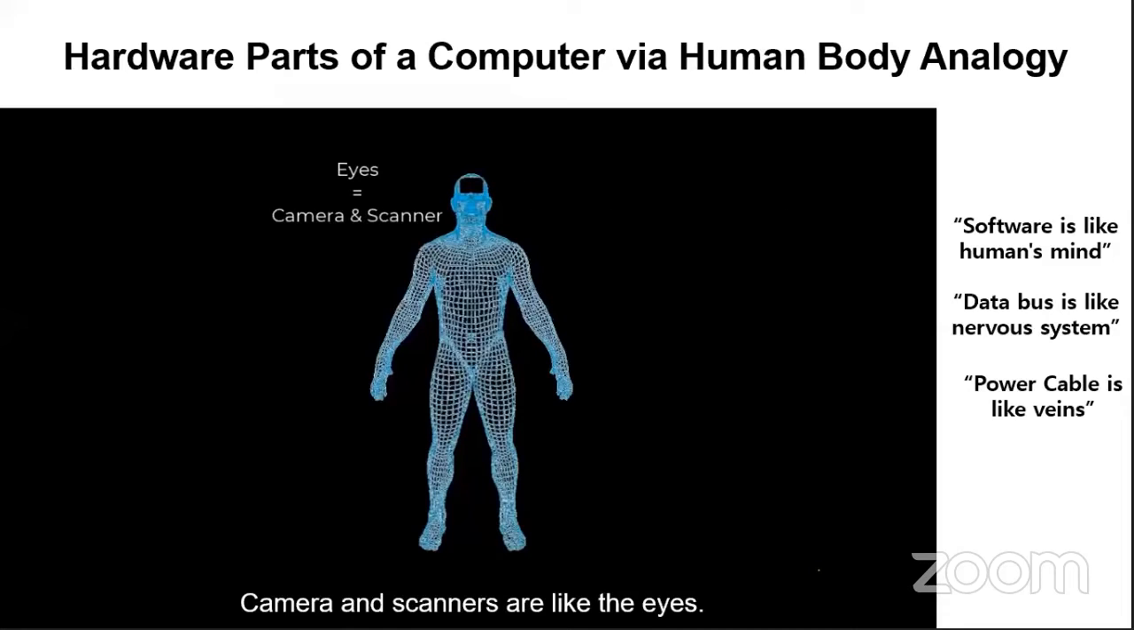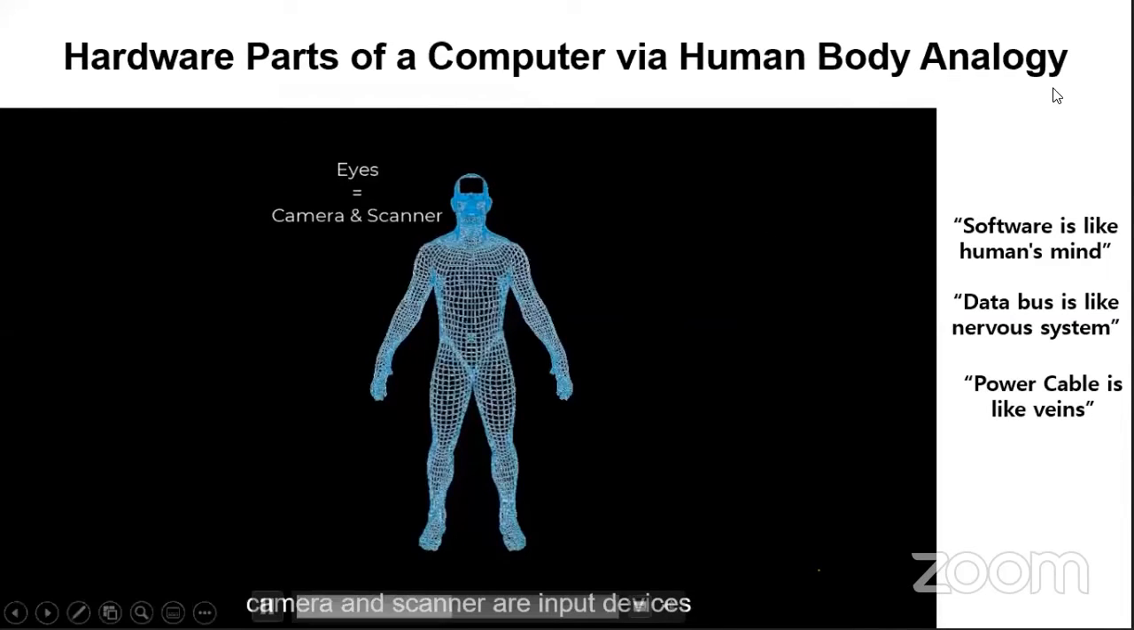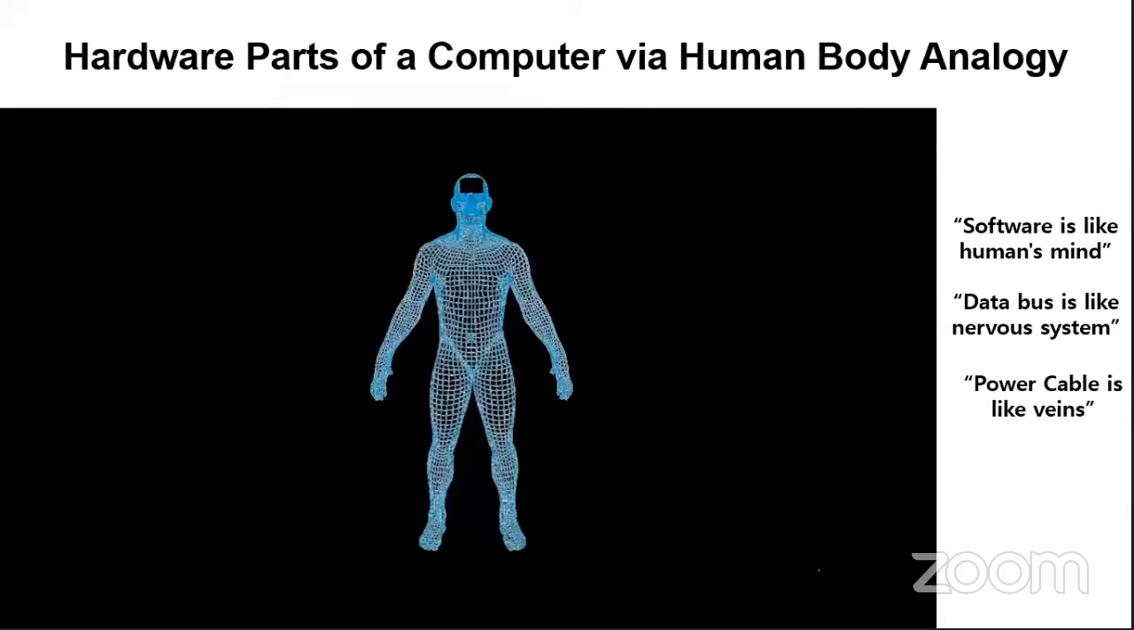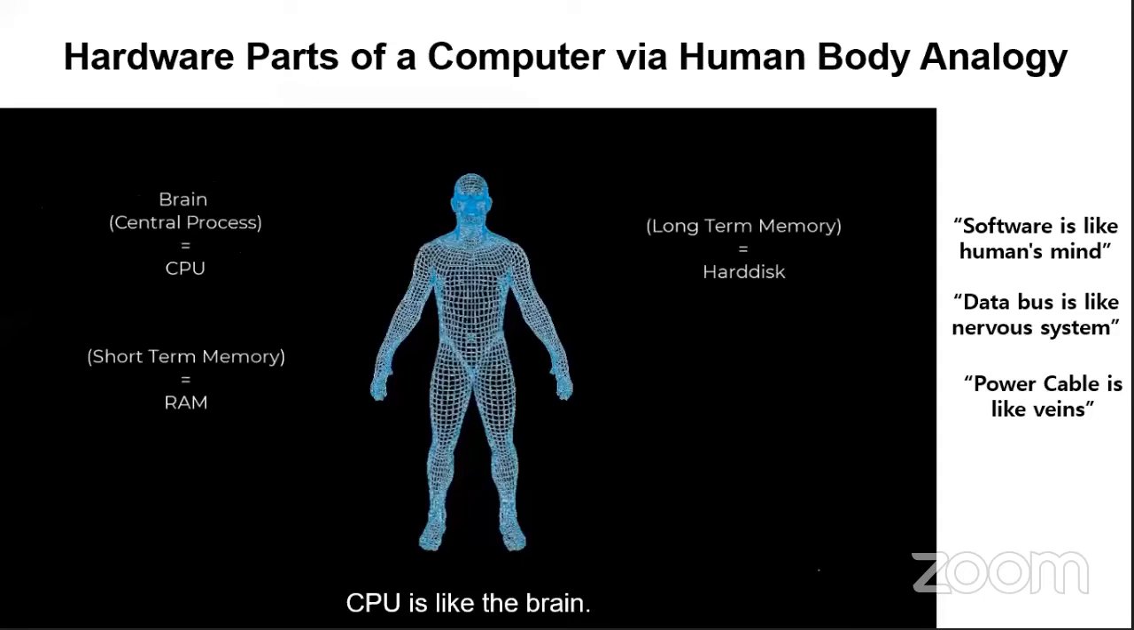Camera and scanners are like the eyes. The things that we see with our eyes are sent to our brain. On the other hand, camera and scanner are input devices that send images to the computer. CPU is like the brain. The CPU provides instructions to the various computer peripherals, whereas the human brain provides instructions to the various body parts.